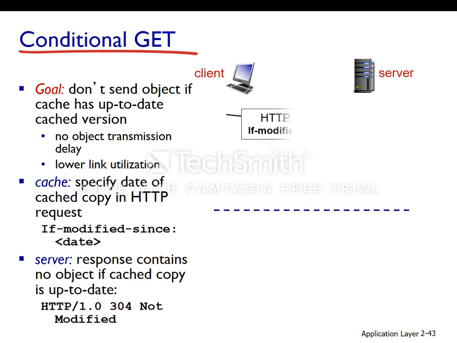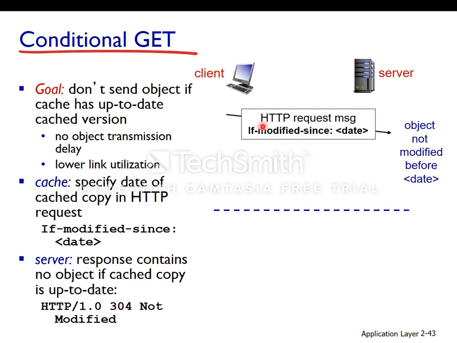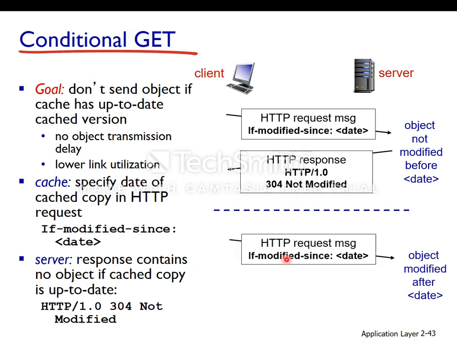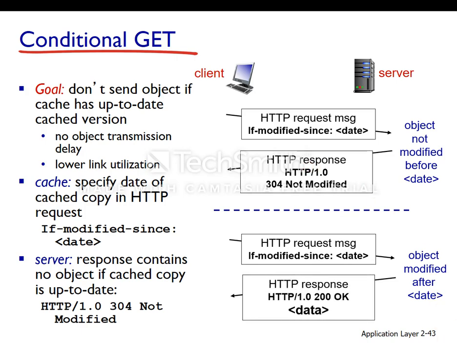So let's illustrate this. Let's say the client requests some object: send me the object if it has not been modified since some date. If the object is not modified after the date, then the server says 304 Not Modified. If, on the other hand, the object on the server has been modified after the date that was specified, then the server sends down the object with a 200 OK.